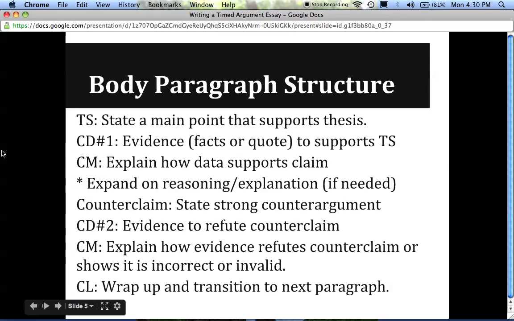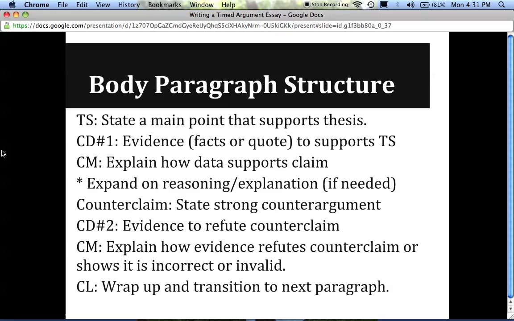Then you present in the same sentence or in the same paragraph the counterclaim you plan to address. So if you're having a debate with somebody and they believe one thing and you believe the opposite, the counterclaim is the claim that they would make to try to prove that you are wrong, to discredit you. So you need to think, what is the strongest counterargument to what I am arguing?